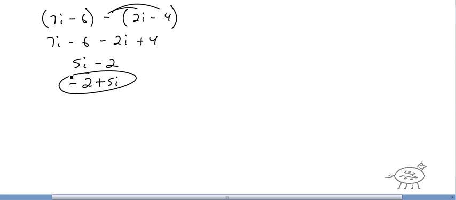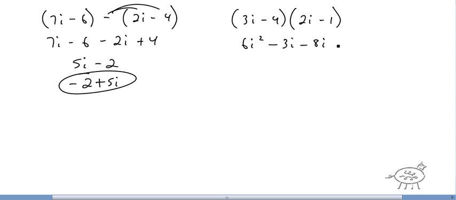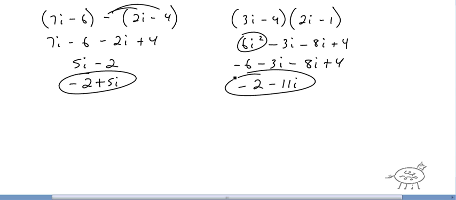Okay, so let's do a little multiplication on the side here. 3i minus 4, 2i minus 1. So if I FOIL that, 3i times 2i, 6i squared, minus 3i, minus 8i, plus 4. Okay, remember i squared is negative 1, so that's negative 6 minus 3i minus 8i plus 4. So negative 6 plus 4 is negative 2 minus 11i. It's in standard form, and that's your answer.